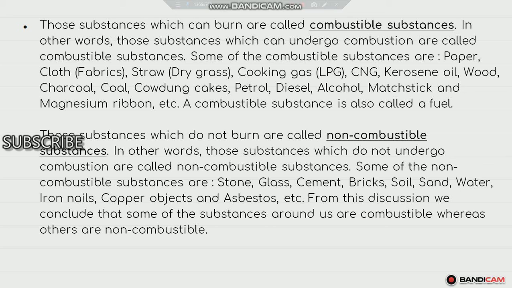Those substances which do not burn, that is which do not undergo combustion, are called non-combustible substances. Examples are stone, glass, cement, brick, soil, sand, water, etc. From this discussion, we can conclude that some of the substances around us are combustible, whereas others are not combustible.